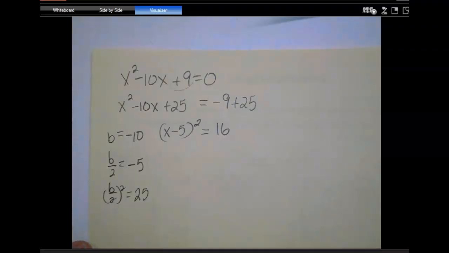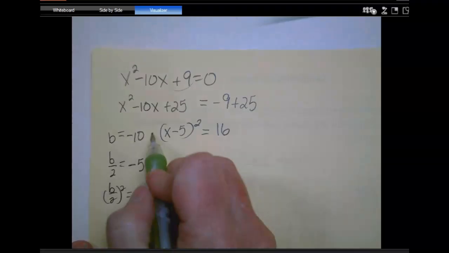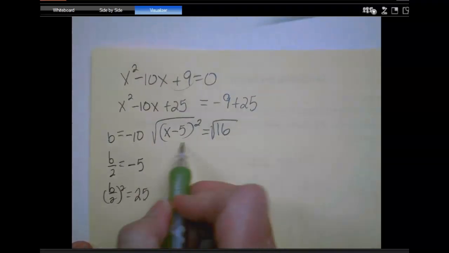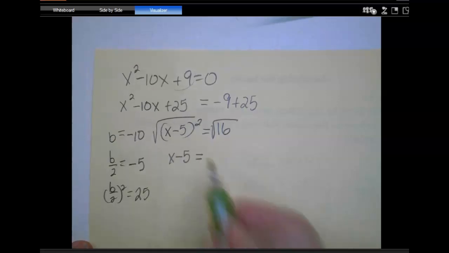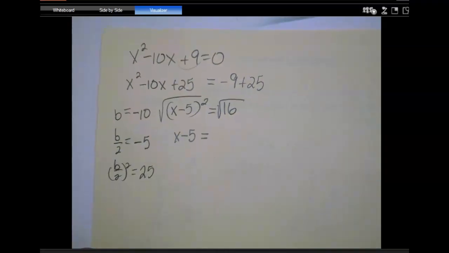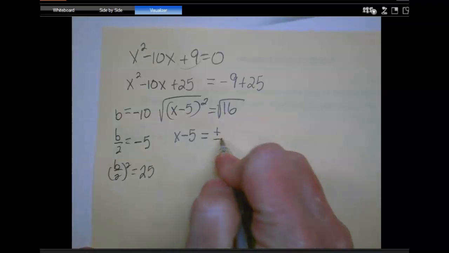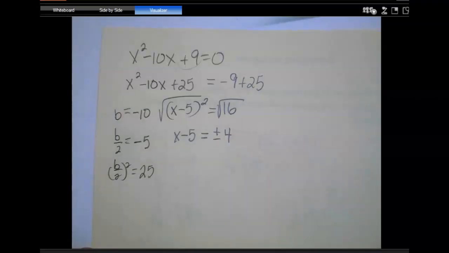So how do I undo squared? I'm going to take the square root. And when I do that, on this side, I get x minus 5. And on the other side, when you take the square root, we get two answers, right? So I would get a plus and a minus 4.